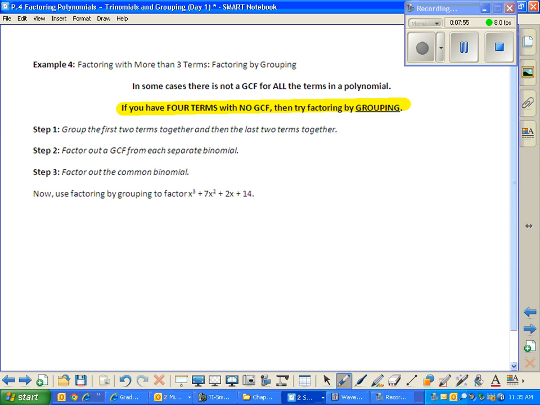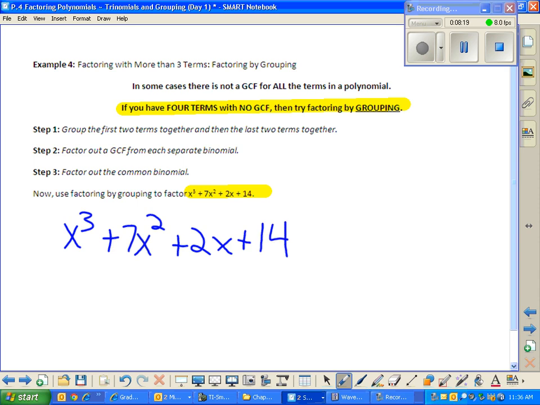So if you take a look at this example right here, x cubed plus 7x squared plus 2x plus 14, that's 4 terms. 1, 2, 3, 4. And there isn't a greatest common factor in between them. I can't take out a 7, I can't take out a 2, I can't take out an x, there's no GCF. So the recommended method for factoring a problem of this nature is grouping. We actually already did grouping today because we did AC grouping. Well, here's how regular grouping goes.